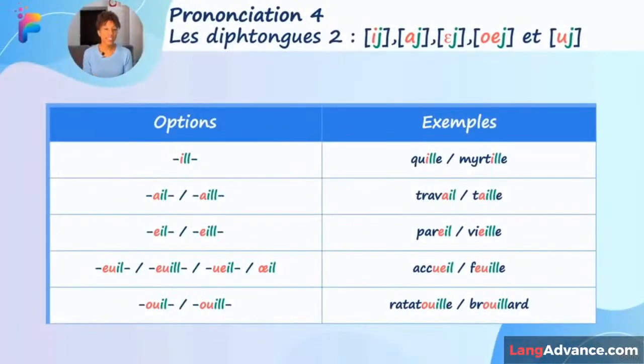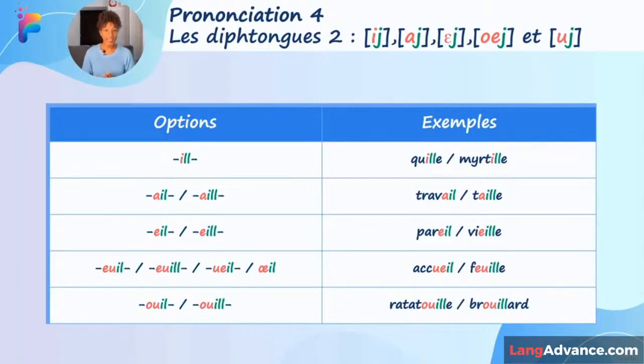Alors, pronunciation, prononciation, partie 4. And here we have les diphthongues, partie 2. Second part of diphthong. This time we're going to see the following sounds. Le son I, le son aïe, le son ei, le son œil, et le son ouïe. Le son I, you will find it in qui, myrtille. Le son aïe, you will find it in travail, taille.